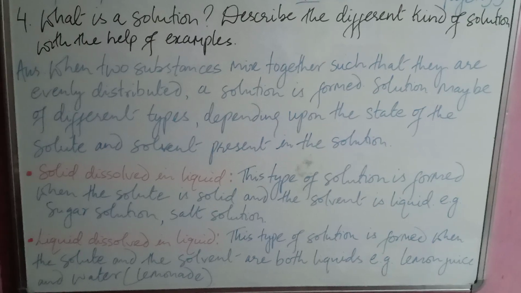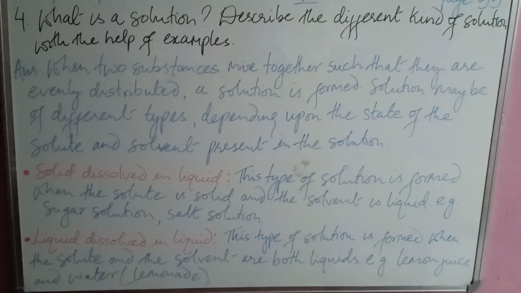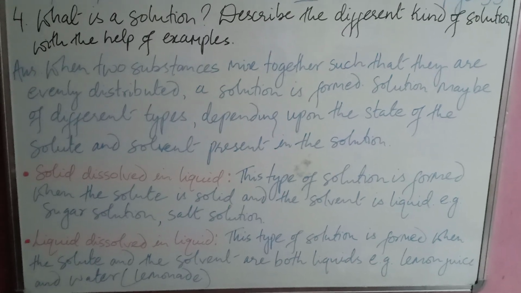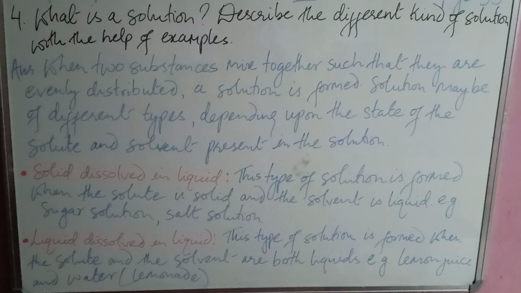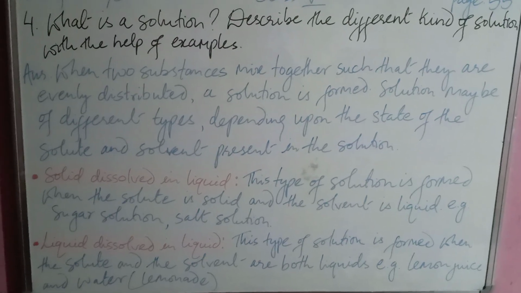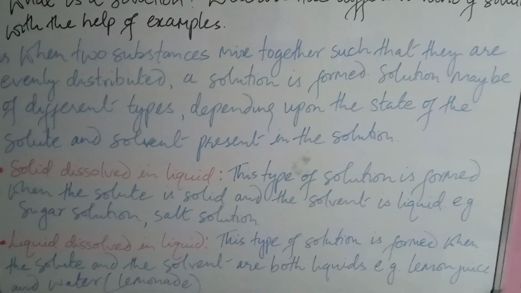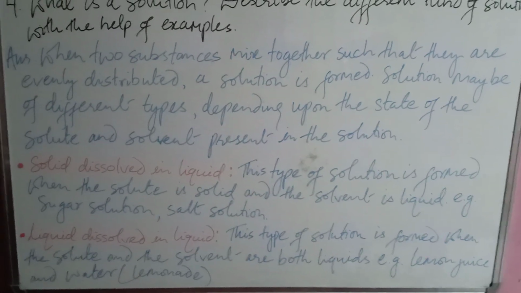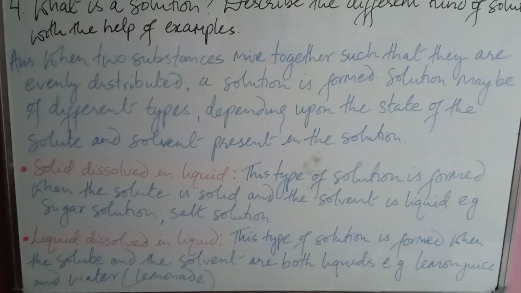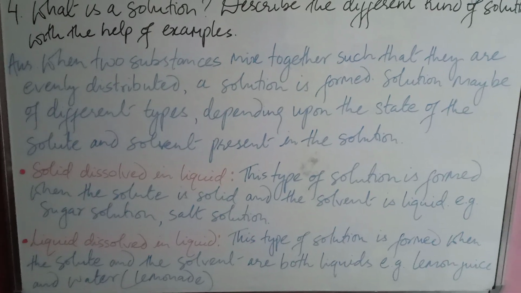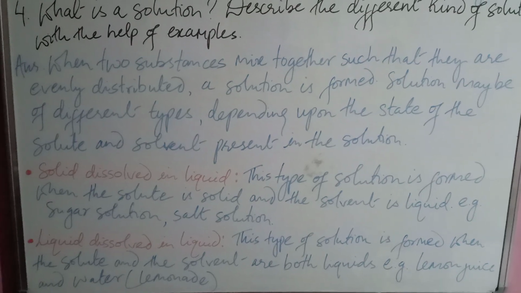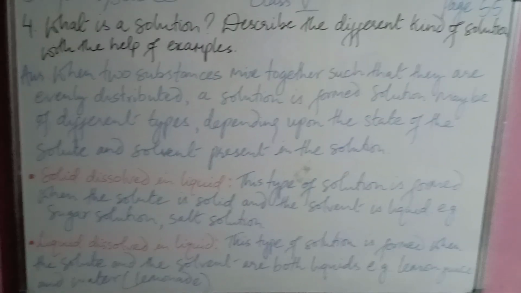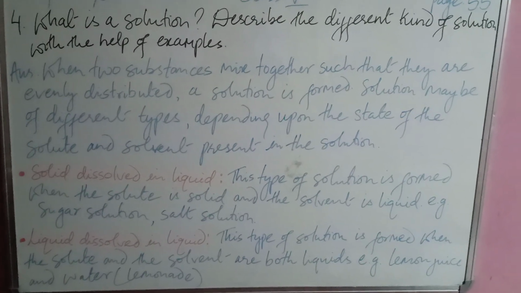Then you can write solid dissolved in liquid. This type of solution is formed when the solute is solid and solvent is liquid. Example, sugar solution and salt solution. After that, liquid dissolved in liquid. This type of solution is formed when the solute and the solvent are both liquids. Example, lemon juice and water. Okay, this is how you write for question number 4.